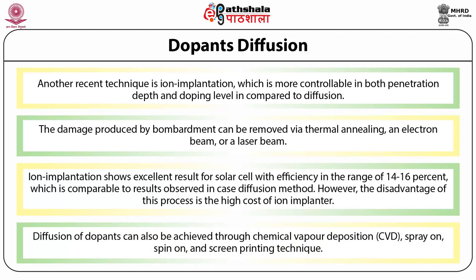Diffusion of the dopants can also be achieved through chemical vapor deposition, CVD, spray on, spin on, and screen printing technique. A uniform layer of dopants, that is phosphorus and boron doped oxide, can be deposited on either side of the silicon wafer through the CVD technique, which follows the drive-in step and provides a much uniform profile and controlled dopant concentration. So the advantage is that the junction on the front side is made, while the disadvantage is that this process requires highly pure and expensive gases.